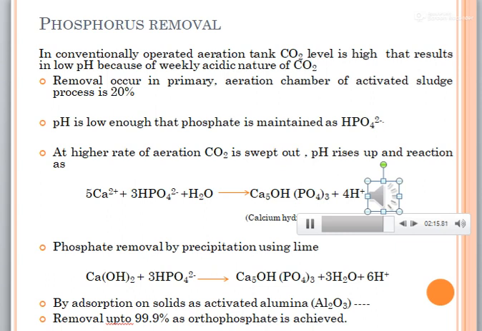Lime is the chemical most commonly used for phosphorus removal. When lime is added, calcium hydroxyapatite formation takes place. Phosphate can be removed from the solution by adsorption on some solids, particularly activated aluminum oxide. Removal of up to 99.9% of orthophosphate has been achieved with this method.